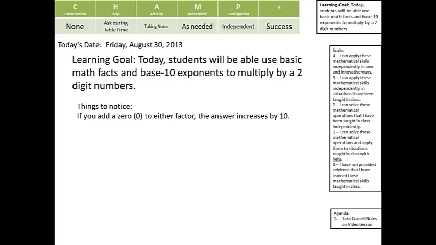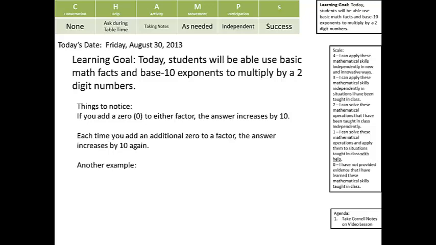So when we added the 0 to 3, we got 30, and then we knew that the 6 in our answer would go from 6 to 60. We also saw that each time we added another 0 to either of the factors, the answer increased by a multiple of 10 again. So we kept adding zeros to our answer.